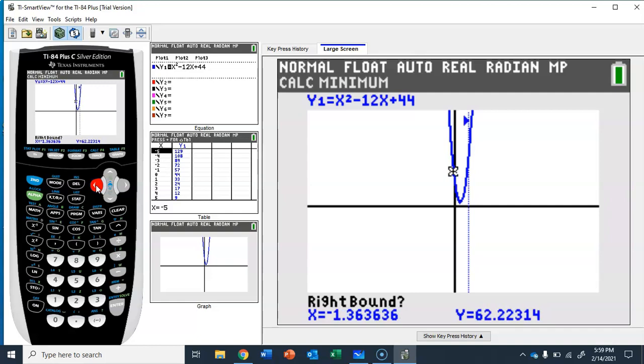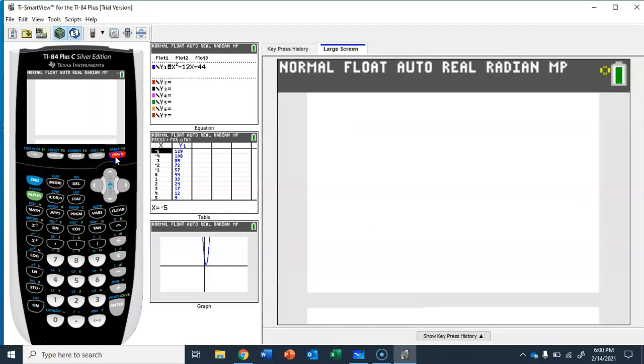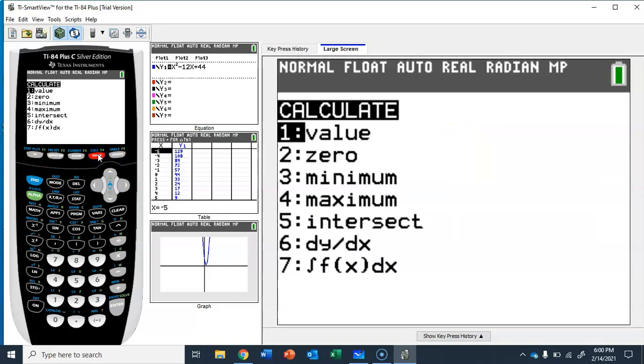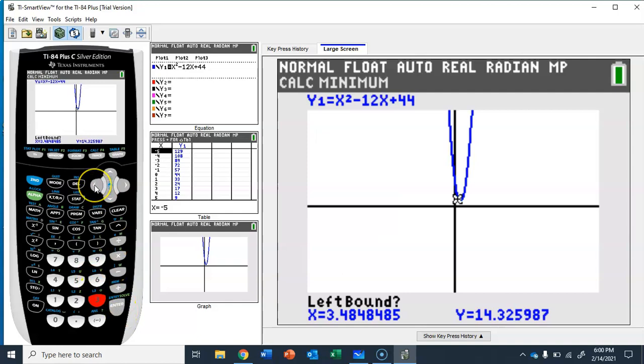Here's left bound, enter. And to guess where the vertex is as a minimum, I'm just going to get close to the bottom as I can and then hit enter. And it says, check your right bound, left bound. Remember, this is an error that we get, so let's just start again. Second quit. Let me go back to graph. It didn't like something I did. So second trace. I'm going to go to the minimum, 3. It probably didn't like that I didn't start on the left side.